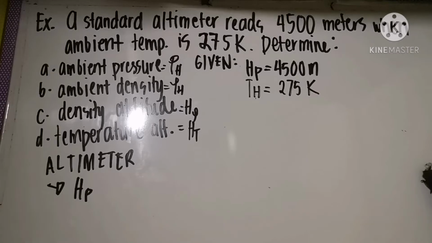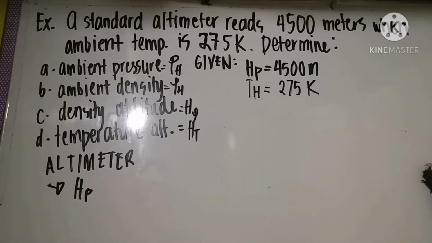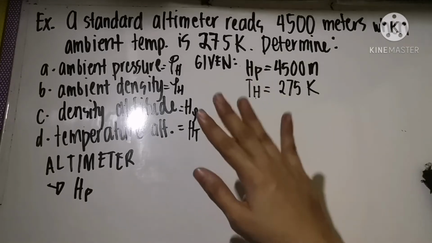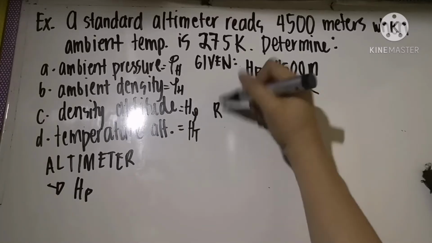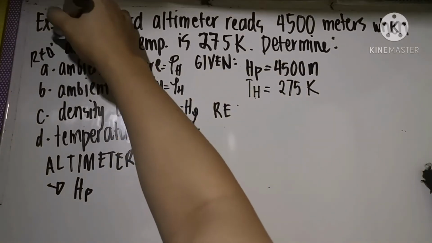So, yan yung mga required. What will we do? So, first, analyze muna natin kung uniform ba yung mga units. So, ang given natin na pressure altitude and temperature altitude ay naka-metric, therefore, uniform na sila. Hindi naman sila nagsabi na kailangan English unit yung sagot. So, magiging metric pa rin yung magiging answer natin. So, let's first solve yung letter A, which is yung ambient pressure. So, these are the required.